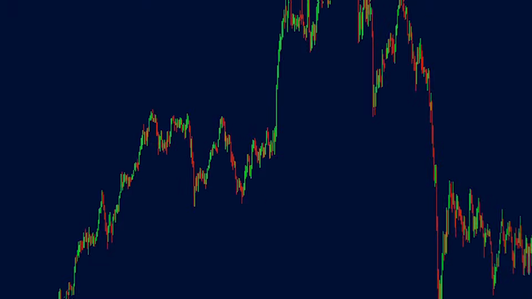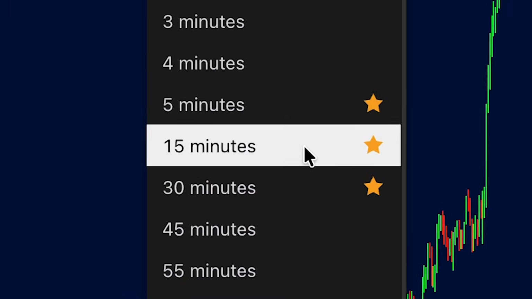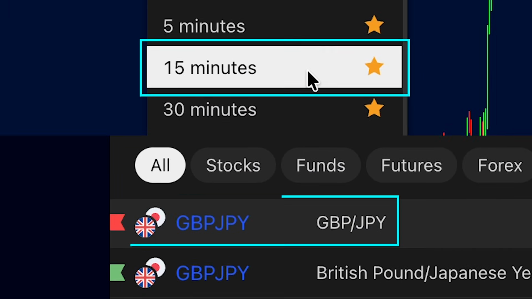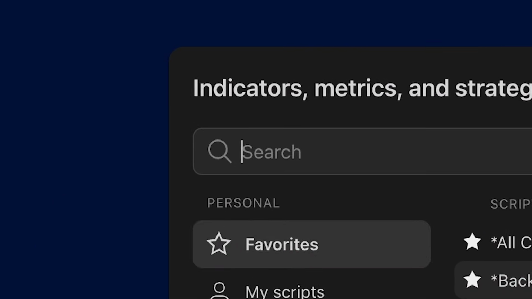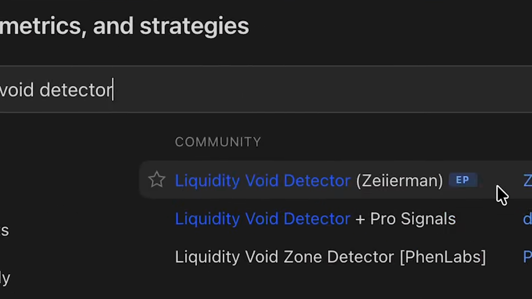Let's get into it. First, head over to TradingView and pull up any chart you want. I'm using the 15-minute time frame on pound yen, but this works on any market, any time frame. Click on indicators and type in liquidity void detector. Make sure you select the one by Zierman.